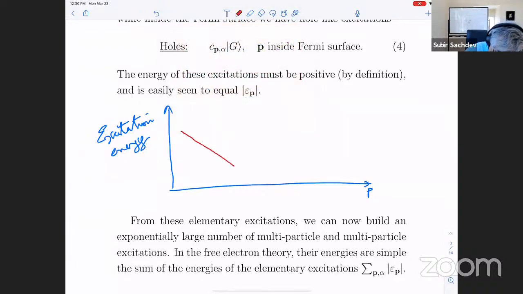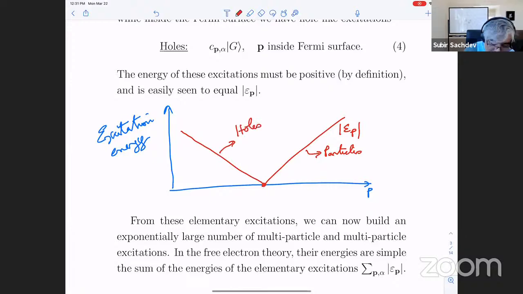Then it looks something like this. So this is mod EP. And these excitations above the Fermi surface are particles, so they have charge +1. And these excitations below the Fermi surface are holes, which have charge -1 in units where the electron has charge 1.